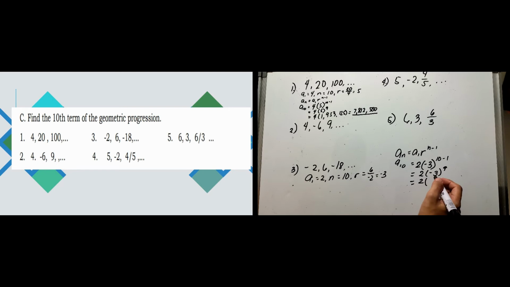is, this is a negative, this is a negative as well, right? Negative. Okay, is negative 19,683. Okay, then we're just going to get the 10th term. So times 2 will be negative 39,366. So that will serve as your 10th term.